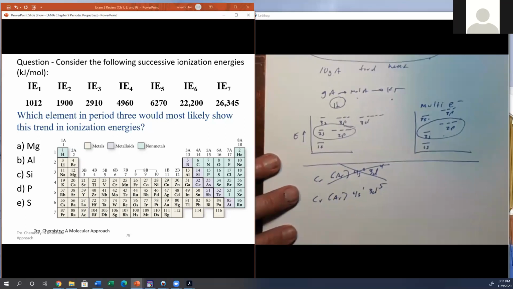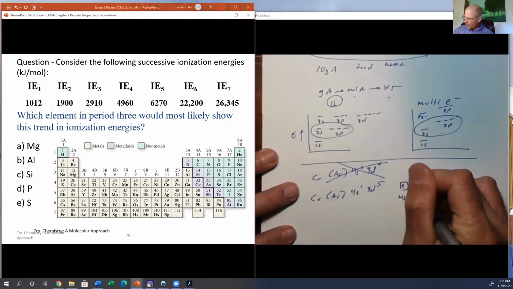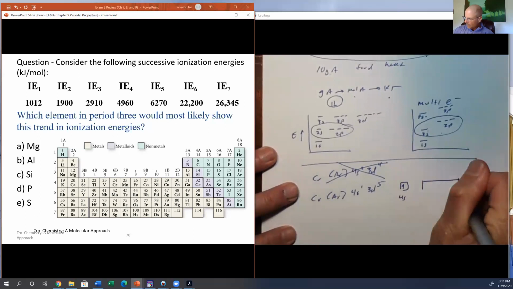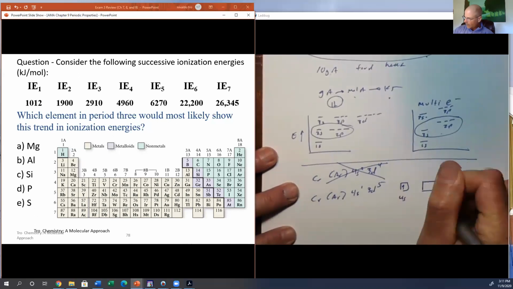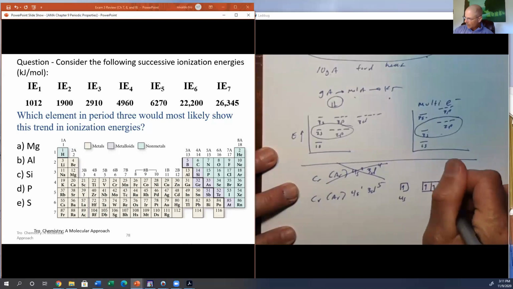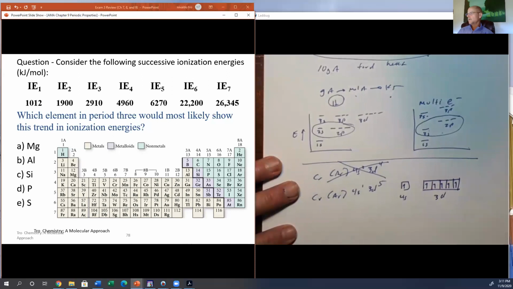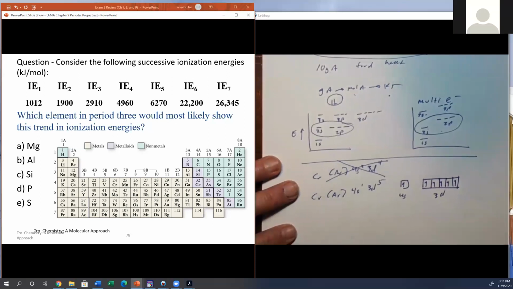Yeah, but I wanted the diagram. Oh, the diagram, yeah. Okay, so then you have 4s1, 3d. So there are 5 boxes here. Each one has 1 electron. Got it. Thank you.